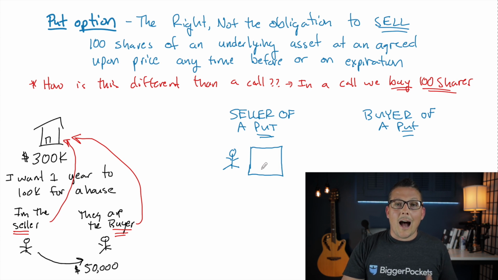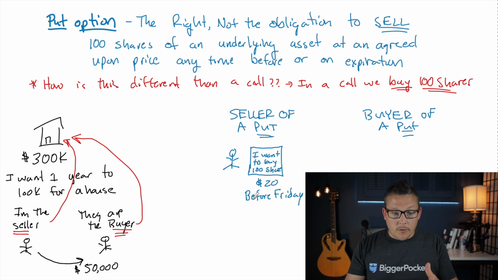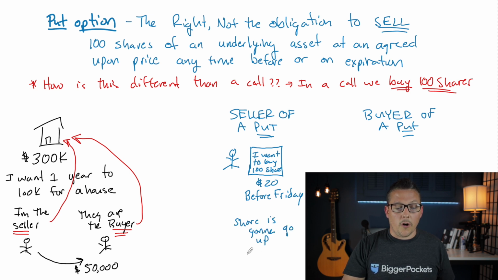They say, I want to buy 100 shares of a stock at $20. And because they have to put some terms on it, some expiration on this contract, they say, I'll buy the 100 shares for $20 before Friday. Now, what is the belief of this person? Well, they think the share price is going to go up. If it's currently trading for $19 and they're pretty sure it's going to go up by Friday or even next week, by Friday it's $25.